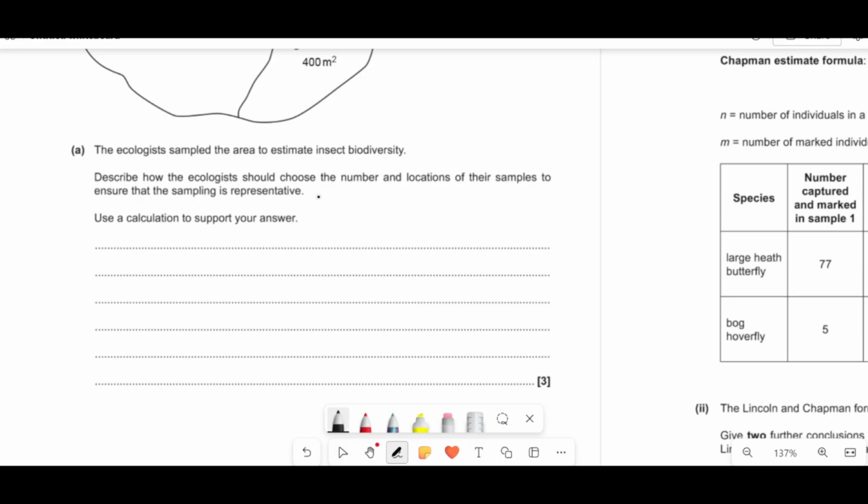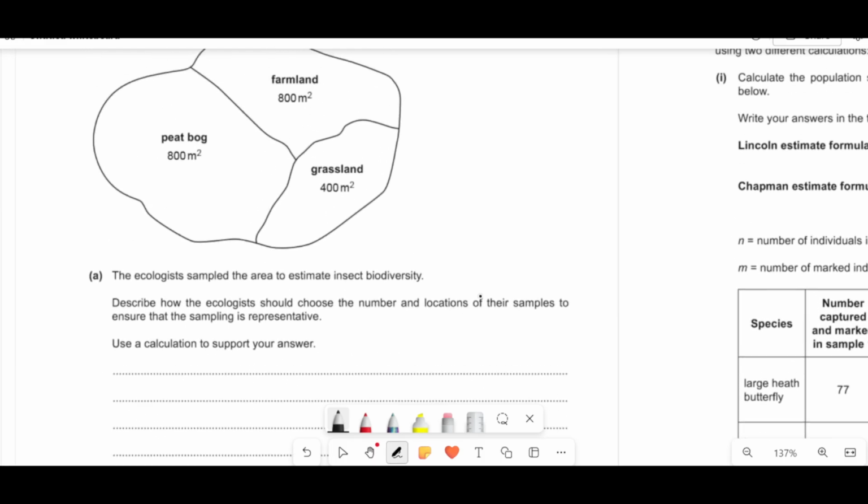So we need to decide what kind of sampling we're going to do in this area to investigate the insect biodiversity. So there's options. We can't just throw random intervals everywhere. We actually have to go within these areas and do some sampling within them randomly, right? We can't just do it across the whole thing. We might get 1, 2, 3 here, 1 there, and then 1 there. That's a bit rubbish.